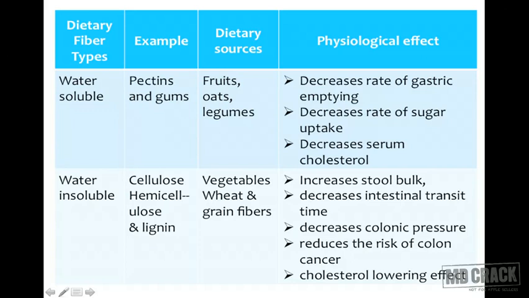The water insoluble include the cellulose and the hemicellulose and the lignin. Pectin comes as water soluble. Gums are water soluble. Lignin is water insoluble. MCQ: cellulose is water insoluble. Hemicellulose is water insoluble. Again, vegetable, wheat and grain fibers. What do they do? The water insoluble ones, they increase the stool bulk.